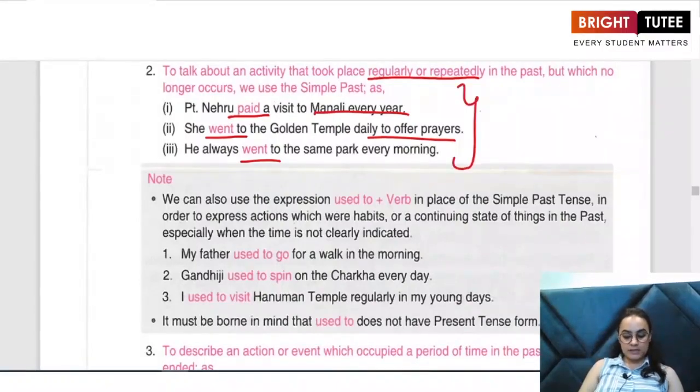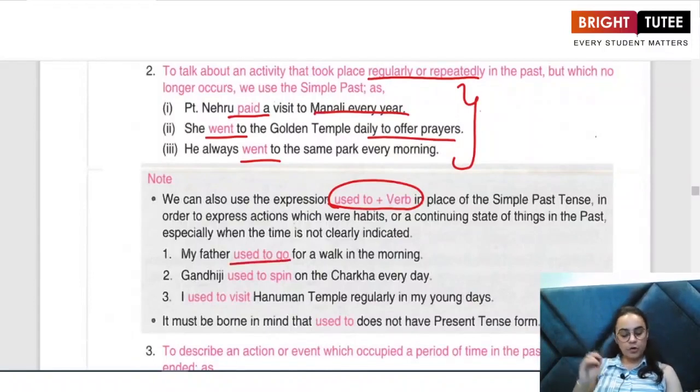Now, these types of sentences in which we are talking about some action, some habit which took place repeatedly in the past, there is another way of writing these sentences, and that is in the form of used to plus the verb. Pandit Jawaharlal Nehru used to visit Manali every year. She used to go to Golden Temple daily to offer prayers. He always used to go to the same park every morning. My father used to go for a walk in the morning. Gandhiji used to spin charkha every day. I used to visit Hanuman temple regularly in my young days. So such sentences can also be written in the used to form, and that also is absolutely correct.